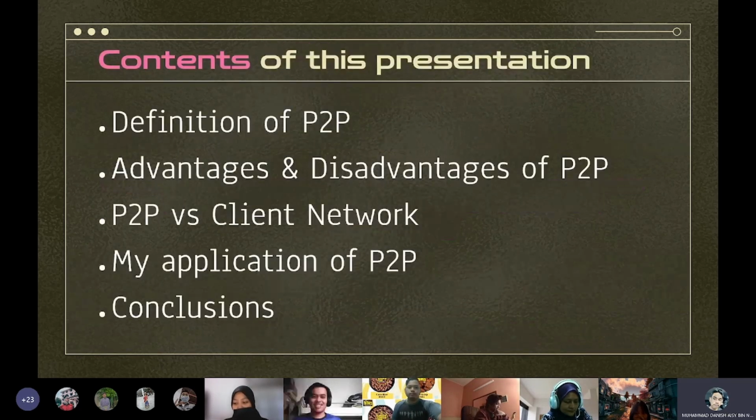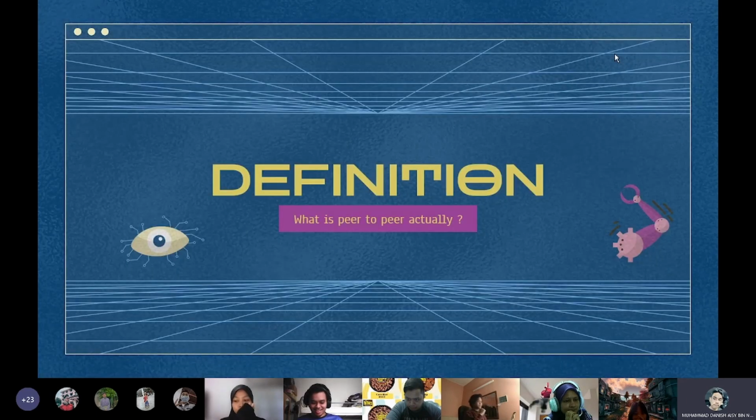So, this is the contents of this presentation. First of all, we are going to learn about the definition of peer-to-peer, which is short for P2P. And then the advantages and disadvantages of P2P. And then P2P versus client network that was explained by Irham Muzami just now. And then my own application of P2P. And lastly, the conclusion. So we proceed to the first one, which is the definition of P2P.